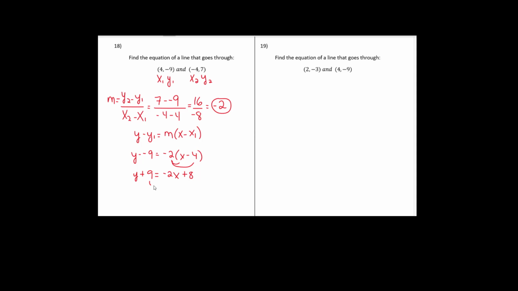Now to get the y alone, I'll send the 9 to the other side. So this would be y equals negative 9 minus 2x plus 8. Last step is to combine like terms here. So I'm going to have y equals negative 2x minus 1.